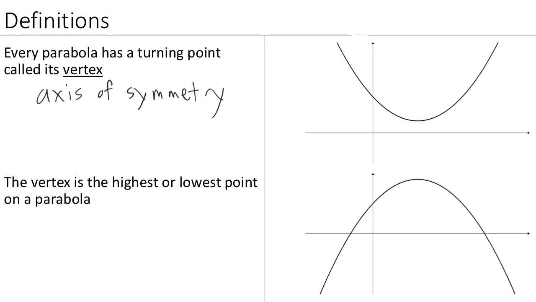Another important fact about the vertex is that it is also the highest or the lowest point on any parabola. In this case, the vertex is the lowest point on the parabola. In this case, the vertex is the highest point on the parabola. This is really important in applications. For instance, suppose you are a business owner, and this lower graph here represents a graph of your profit. Well, as a business owner, you would want to be up here at the maximum possible profit, and so finding the vertex is often an important thing to do.